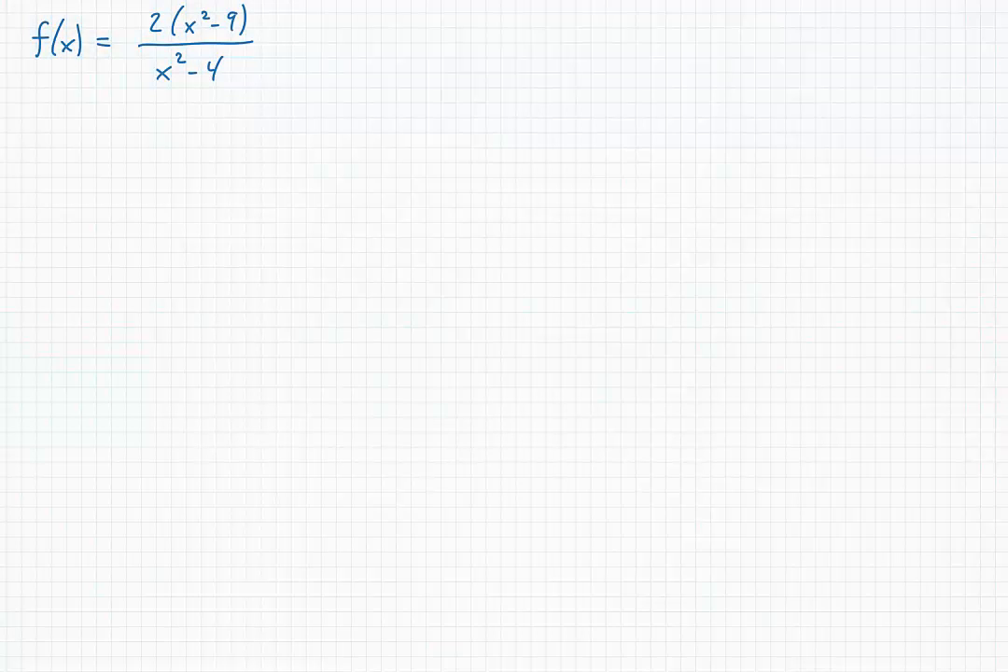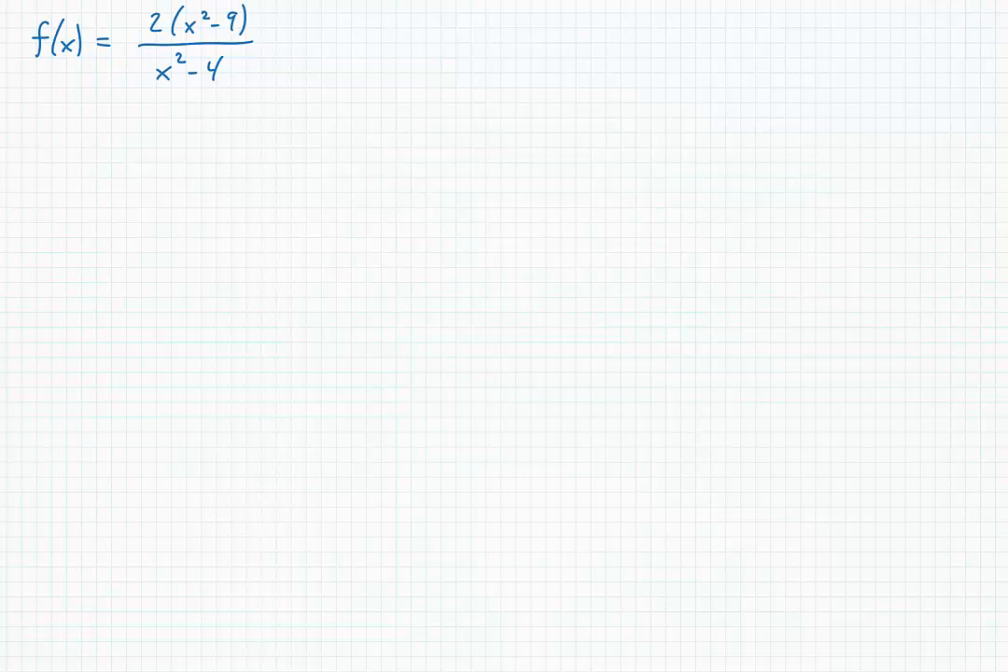We'd like to take the function you see here, f of x is equal to 2 times x squared minus 9 in the numerator, divided by x squared minus 4 in the denominator, and apply pretty much just about every algebraic and calculus technique that we have so far to learn everything that we can about the graph of this function. We're going to start by considering the intercepts.